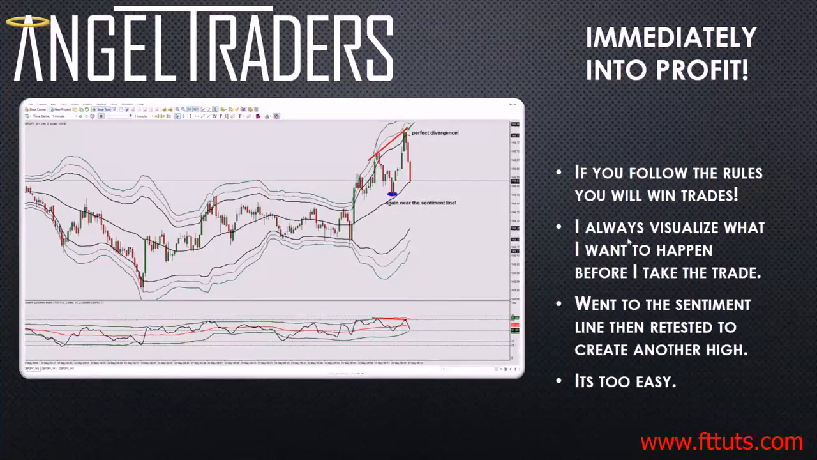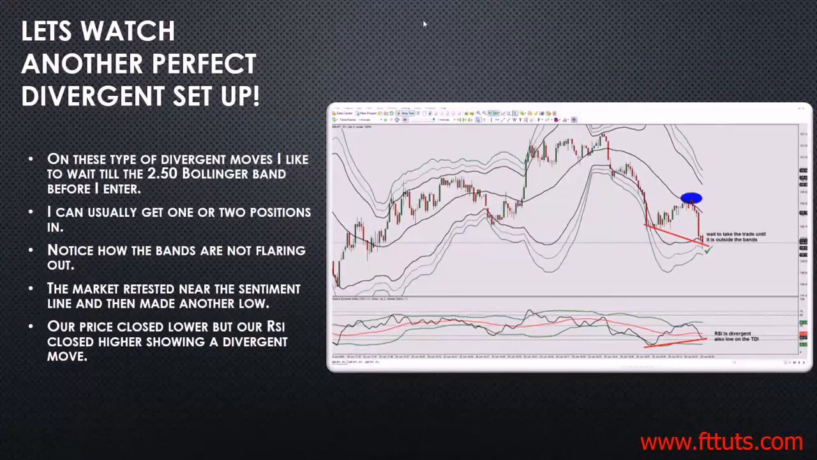I always visualize what I want to happen before I take the trade. It went to the sentiment line and then retested to create another high. This couldn't get any easier. Let's watch another perfect divergent setup.